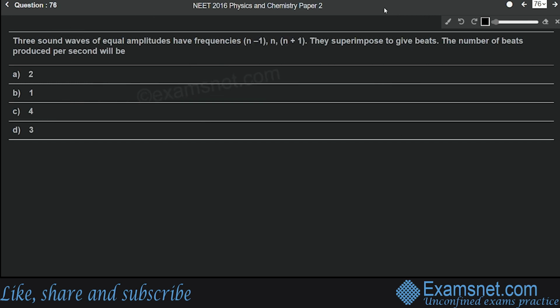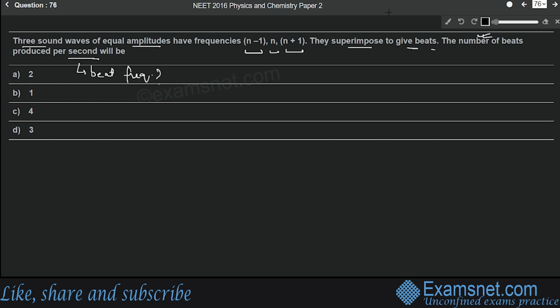Question number 76 is again from sound waves, and the question is, three sound waves of equal amplitudes have frequencies n minus 1, n and n plus 1. They superimpose to give beats. The number of beats produced per second will be. So number of beats produced per second means beat frequency.